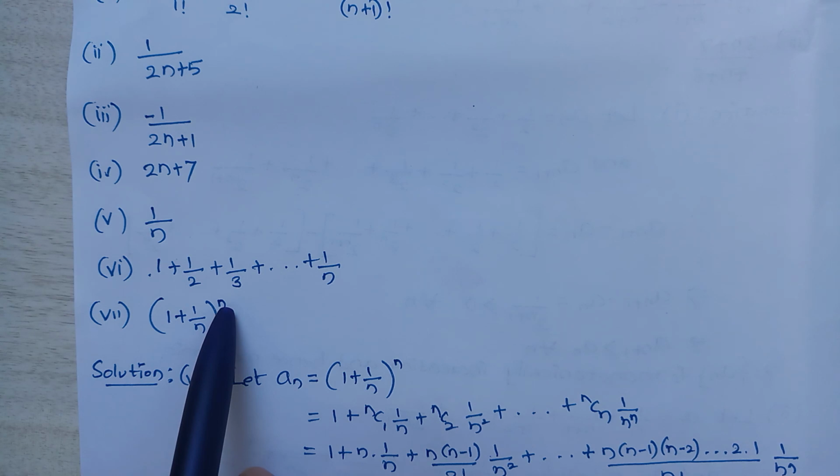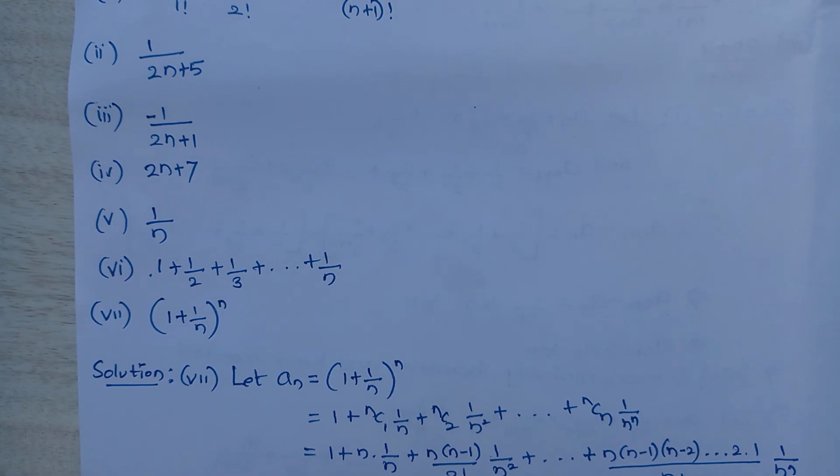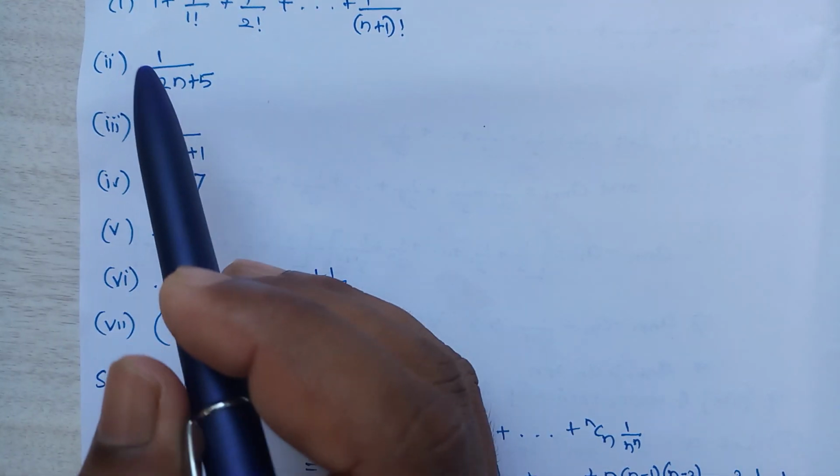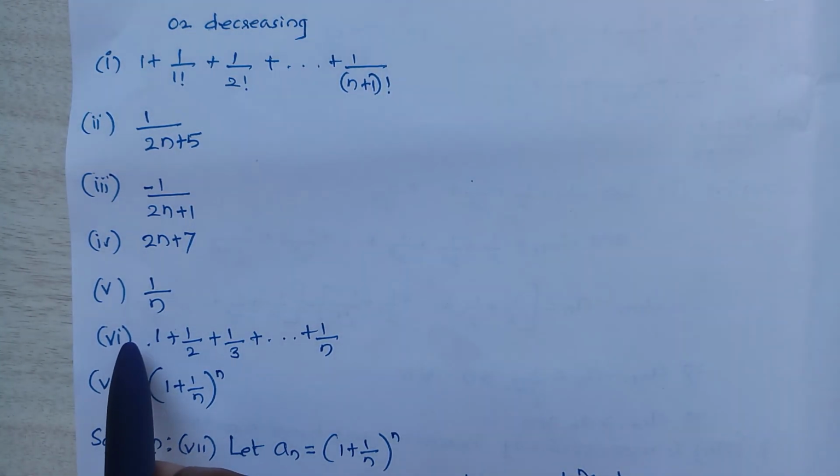In the last class, in the last example, we have seen how to find a monotonically increasing sequence and how to find a monotonically decreasing sequence. Based on that, you try to solve examples 1 to 6. Those are homework for you. I will try the seventh example here only.